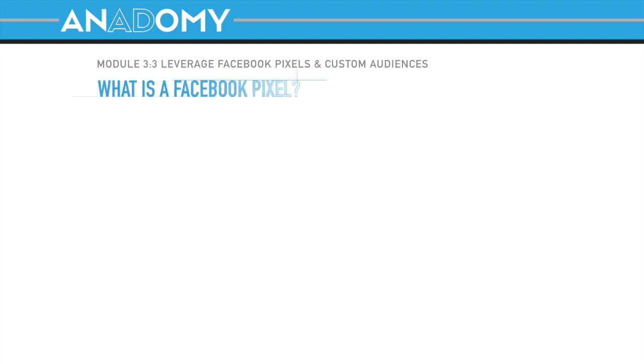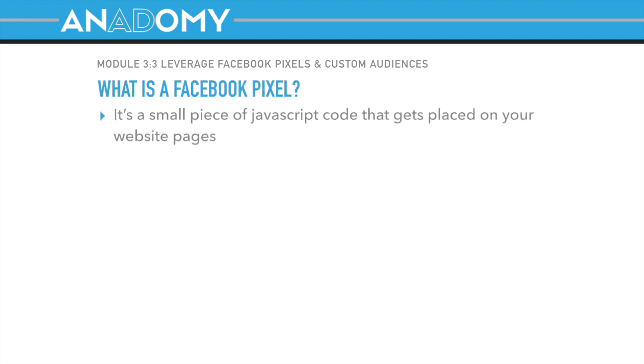So the big hairy question, what is a Facebook pixel? Well, in its most simple terms, it's a very small piece of Java code that gets placed on your website pages. Now don't be afraid, you don't have to create this. Facebook provides this pixel code to you. If you have a Facebook advertising account, you already have a Facebook pixel. I'm going to show you exactly how to get to it.